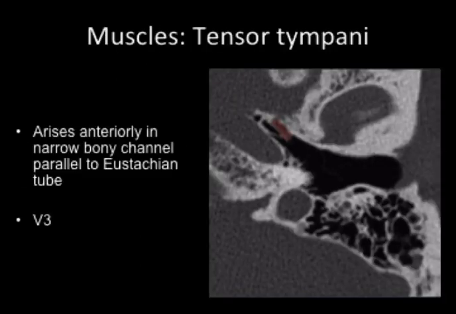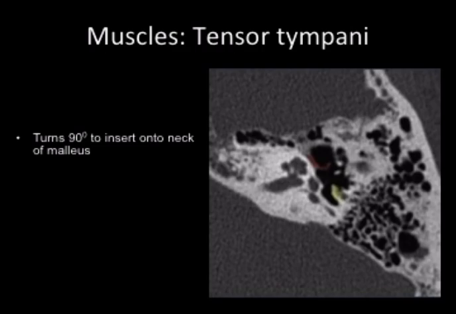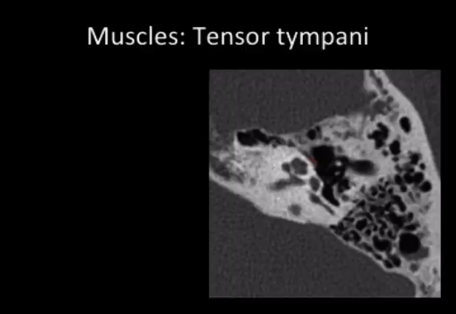Now muscles and ligaments, the tensor tympani. This is really just so you can differentiate soft tissue abnormality from a muscle, so I'll go through it very briefly. The eustachian tube opening is here, and this is the eustachian tube, right next to the ICA. The tensor tympani arises lateral to the eustachian tube, innervated by V3, and then it comes forward towards the middle ear, turns 90 degrees, and inserts onto the neck of the malleus. So that little structure is just worth knowing about.